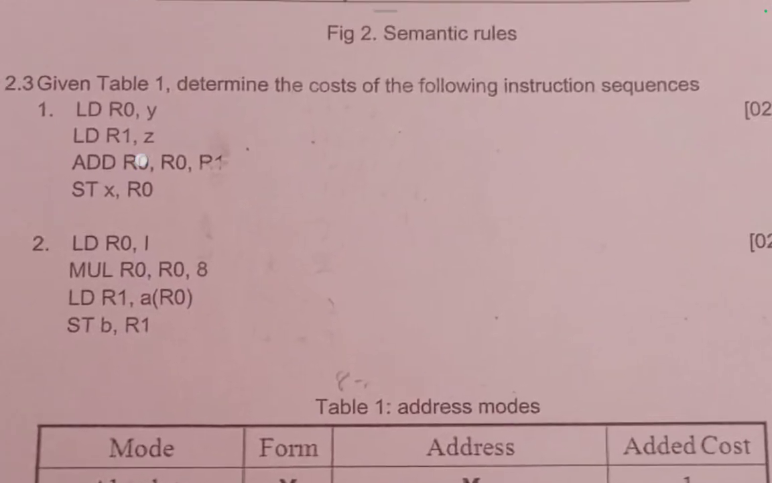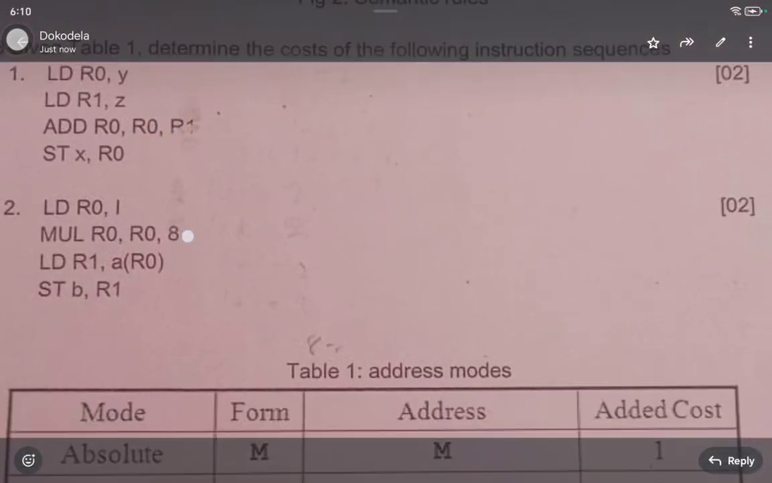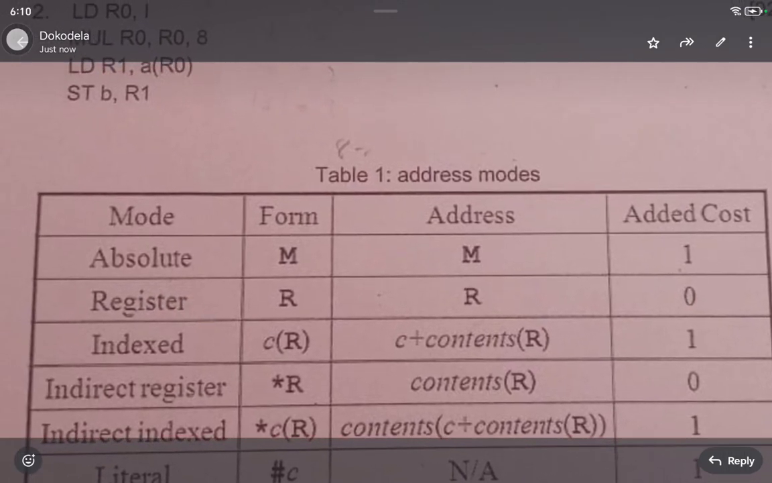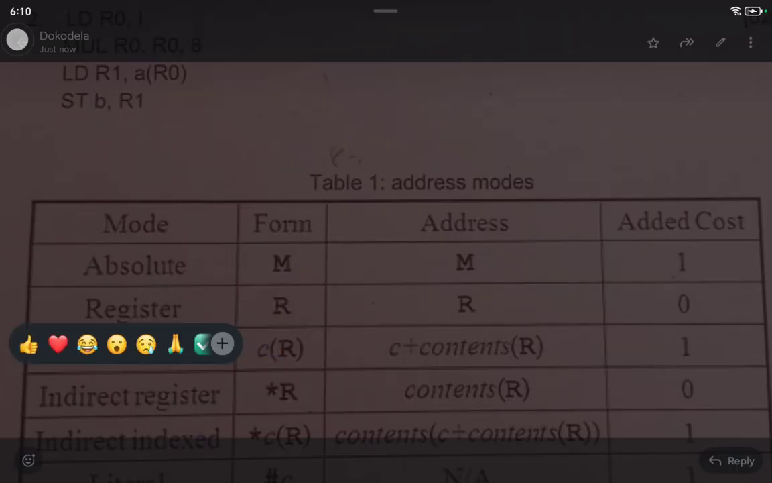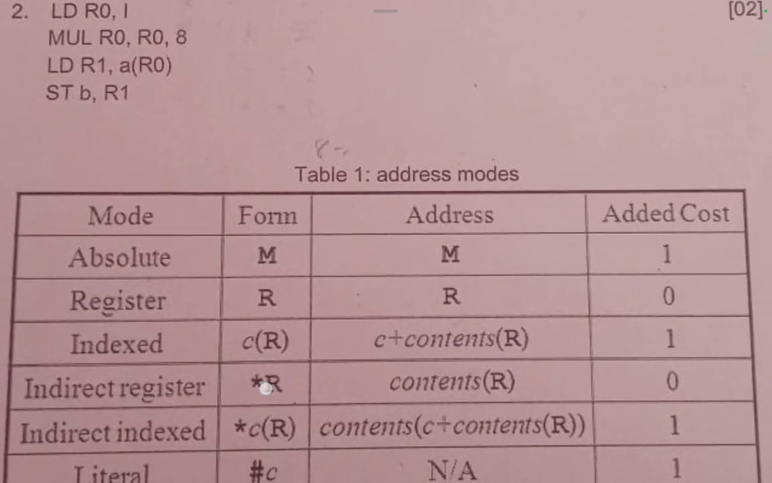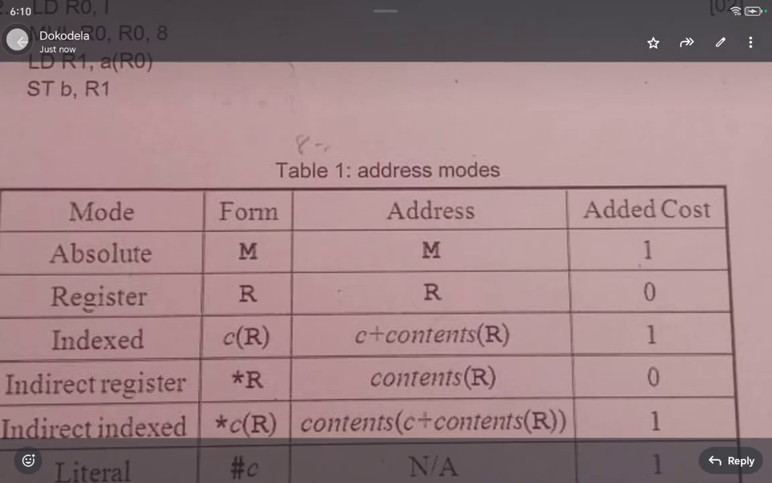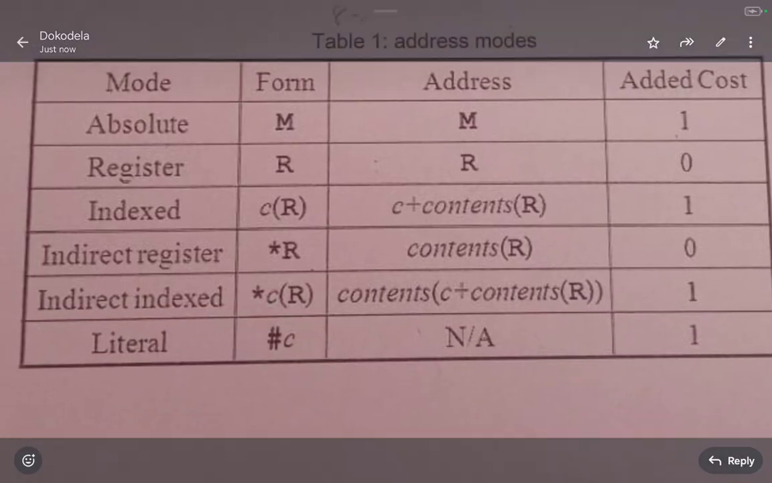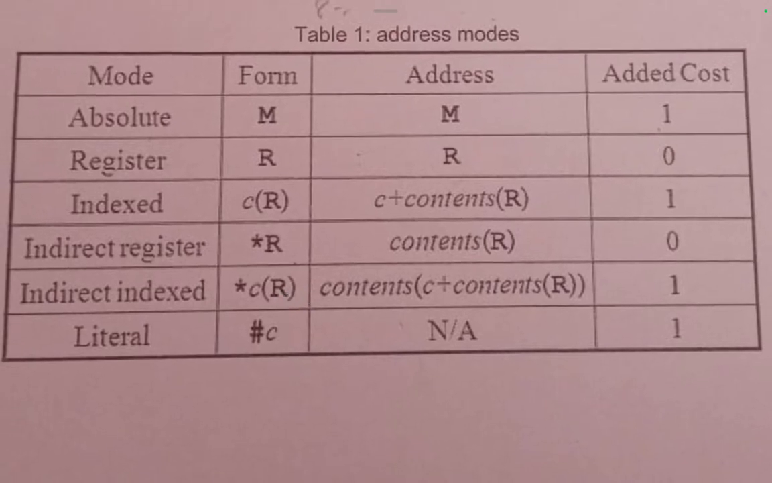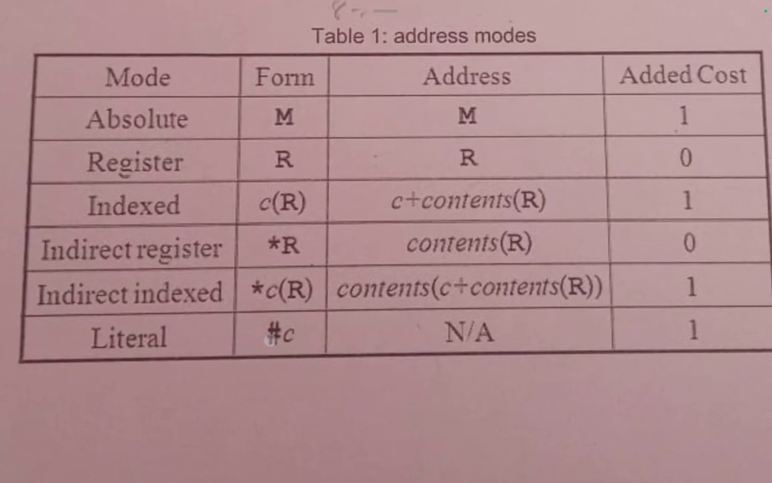Now, when we have a register we don't add anything. You see that for a register, it's 0. Then when we have a constant times a register, we add 1. Then when we have a static register, we have 0. When we have a static constant register, we have 1. As long as there's a constant register there, it's going to be 1. Then when we have a hashtag constant, this is going to be 1 also.